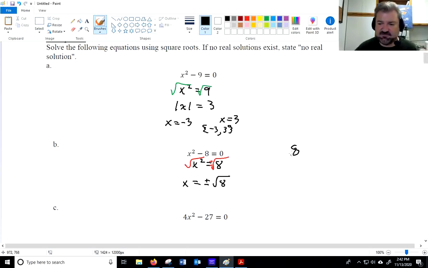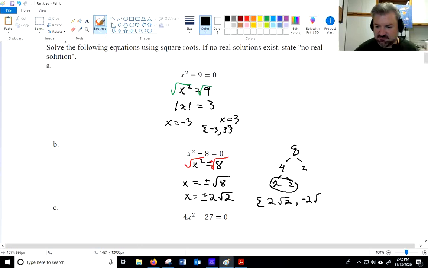Well, let's try simplifying this radical. 8 is 4 times 2, which is 2 times 2, right? So I've got a pair of 2s. So 8 is 2 times 2 times 2. And the square root of 2 times 2 is just a regular 2. So for every pair, I get to bring one out. So this is plus or minus 2 times the square root of 2. So in our solution set, our two answers are 2 times the square root of 2 and negative 2 times the square root of 2.